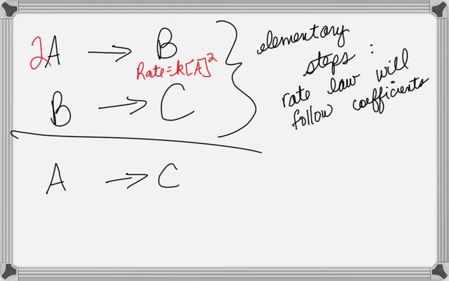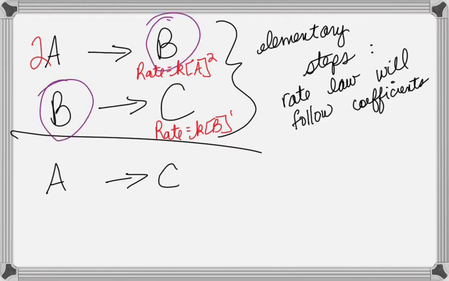Okay, so if it's an elementary step, you simply look at the coefficients for the orders in the rate law. So what's the rate law for this one? This is an elementary step. What would it look like? Rate is equal to k times B raised to the first power. Now, do y'all see that B is showing up in my elementary steps, but it doesn't appear down here? B is referred to as a reaction intermediate.